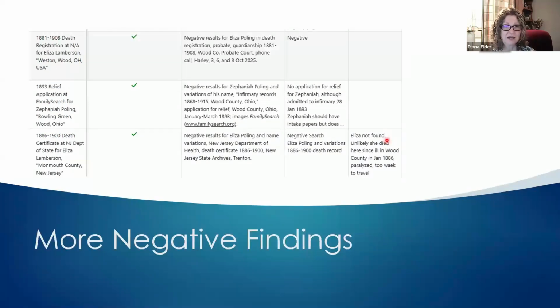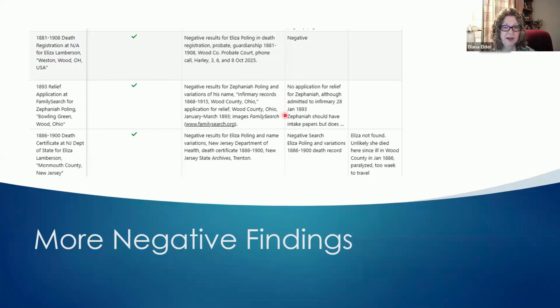So more negative findings in death registration for the probate court. And this was a phone call to see if maybe there's something that they have on site that's not online, which is also another really good step. Negative results for Zephaniah to see if there was some relief for him.